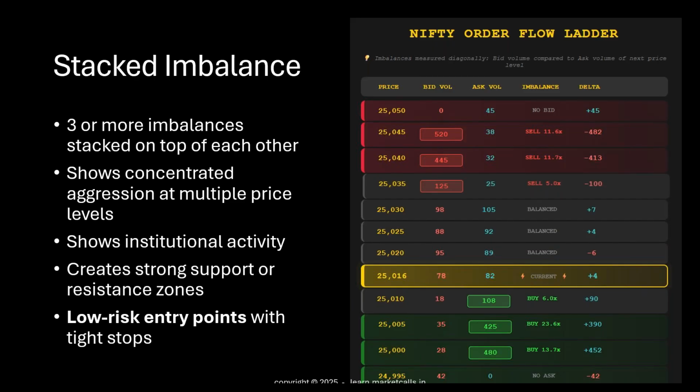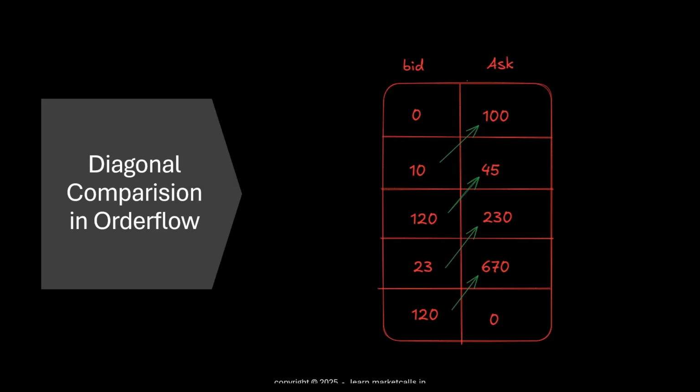All right, now getting back to the topic. So the stacked imbalance is one of the primary things that we are going to talk about in today's session. A stacked imbalance is like a momentum indication, showing where the momentum is happening in the markets. What we will be doing is comparing the bid volume with the ask side volume, a kind of diagonal comparison.